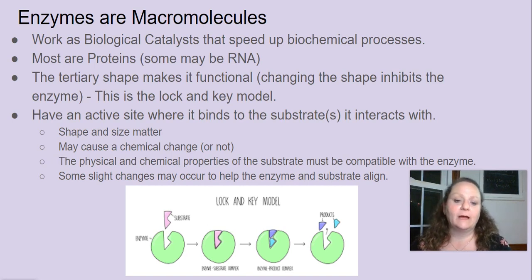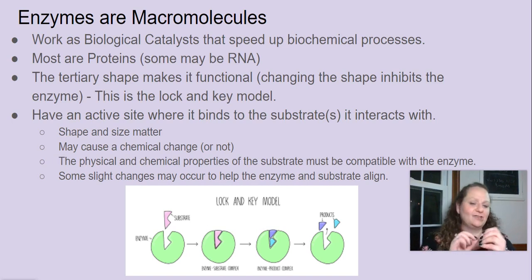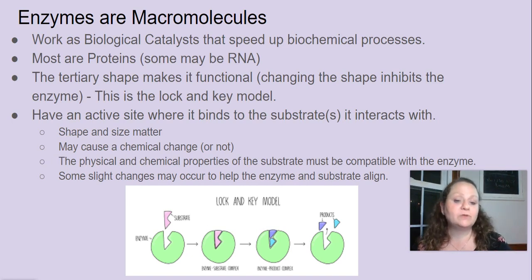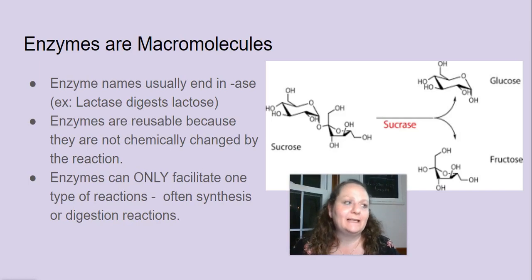When you look at the lock and key model, one of the things that you need to keep in mind is that the physical and chemical properties of the substrate have to be compatible with the enzyme. There may be some slight changes in the enzyme that help the substrate and enzyme align together, but for the most part, there's not going to be any differences in the enzymes. Changes can lead to it becoming non-functional. Enzyme names usually end in ASE or ACE. So, for instance, lactase digests lactose.